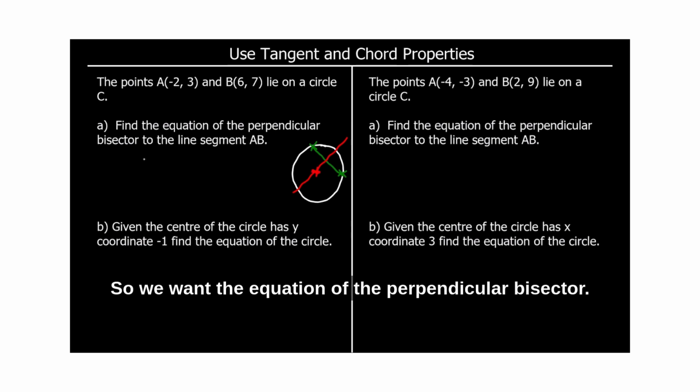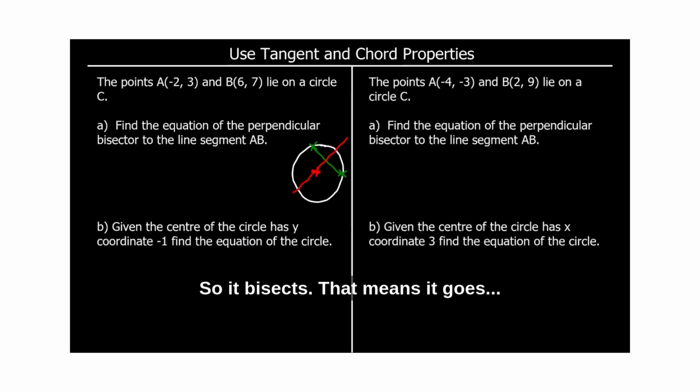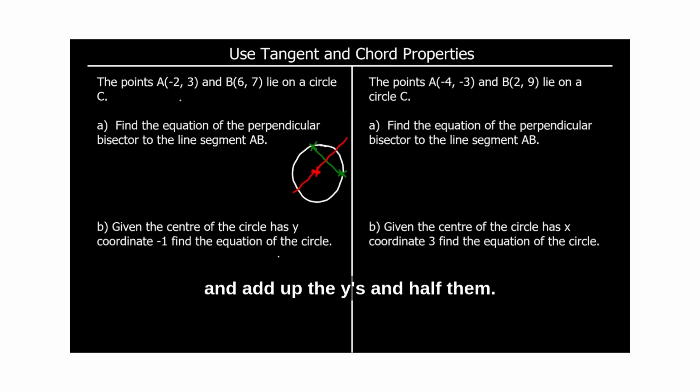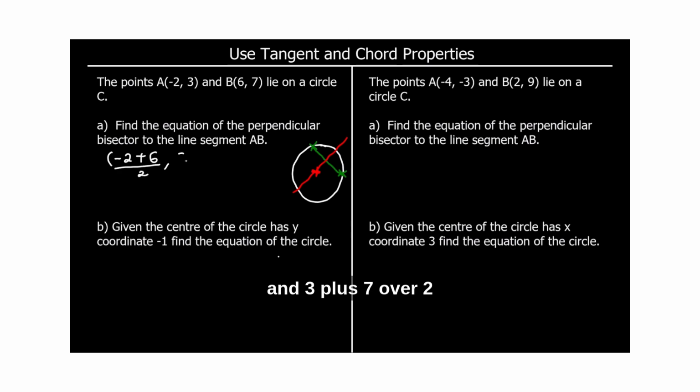So we want the equation of the perpendicular bisector. So it bisects, that means it goes through the midpoint. So the midpoint of AB, to find the midpoint, we can add up the x's and halve them and add up the y's and halve them. So negative 2 plus 6 over 2 and 3 plus 7 over 2 is the center. So that is at 2, 5.